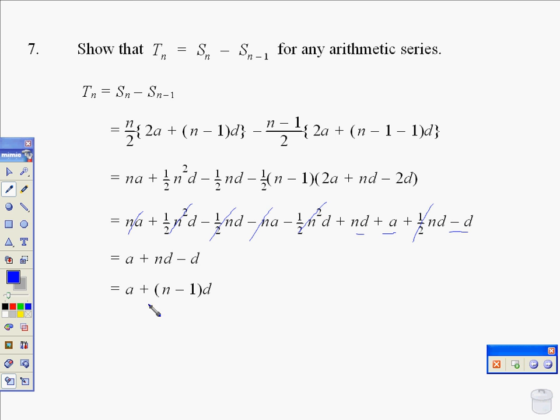Not an easy thing to do because there's lots of algebra, lots of places to go wrong, but you can see why that would give us the nth term through all that expansion and collection of like terms. So you've got to take a lot of care.